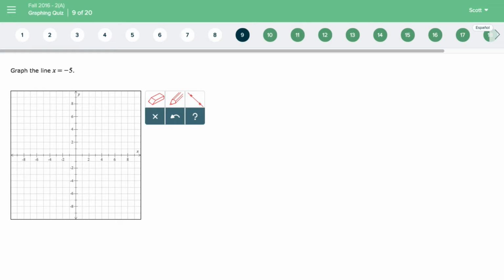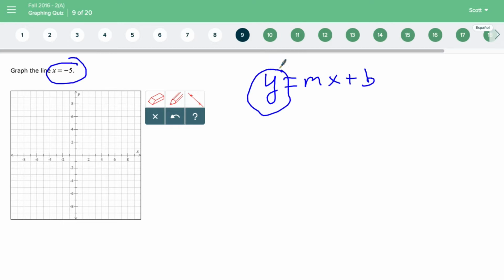Number 9. We want it in y equals mx plus b, but it doesn't look like that. Something's missing. We're missing the y. There's no y in it. That tells me that it will never cross the y. Okay? It will be parallel to the y-axis. If there's no y in the equation, there's no y in the answer.